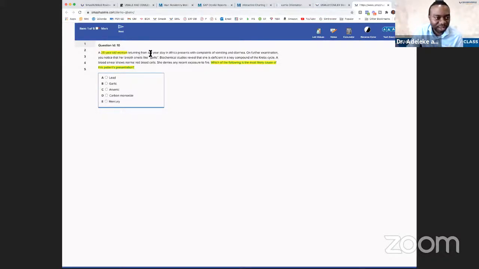A 25-year-old woman returning from a 4-day stay in Africa is complaining of vomiting and diarrhea. On further examination, you notice her breath smells like garlic. Biochemical studies reveal that she's deficient in a key compound in the Krebs cycle. Blood smear shows normal red blood cells, and she denies any exposure to fire. Now I can say, all right, which of the following is the most likely cause of this patient's presentation? I want to show you the first step that I did. I'm going to write this on the screen for you.